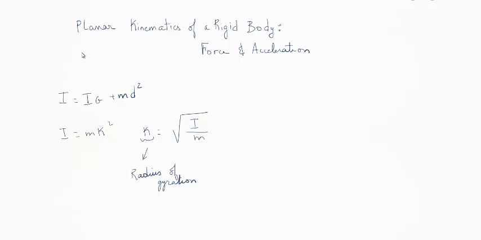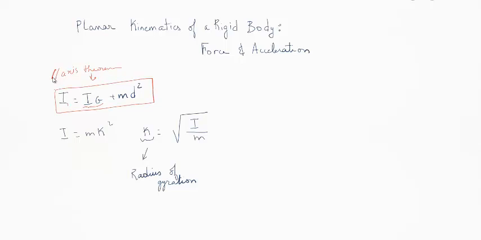Hello everyone. In this video, we will talk about planar kinematics of a rigid body, forces and acceleration. To get started, if you remember the parallel axis theorem to find the centroid, now we can use it here to find the moment of inertia, which says basically I at any point is Ig, which is the center of gravity, plus md squared.